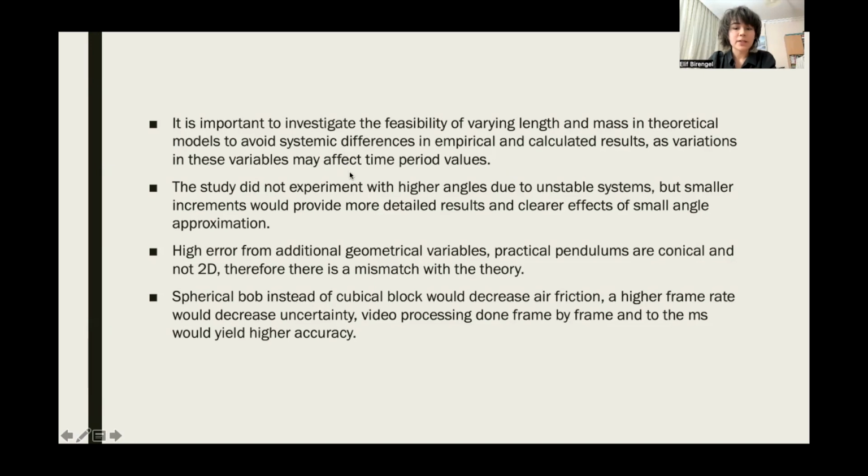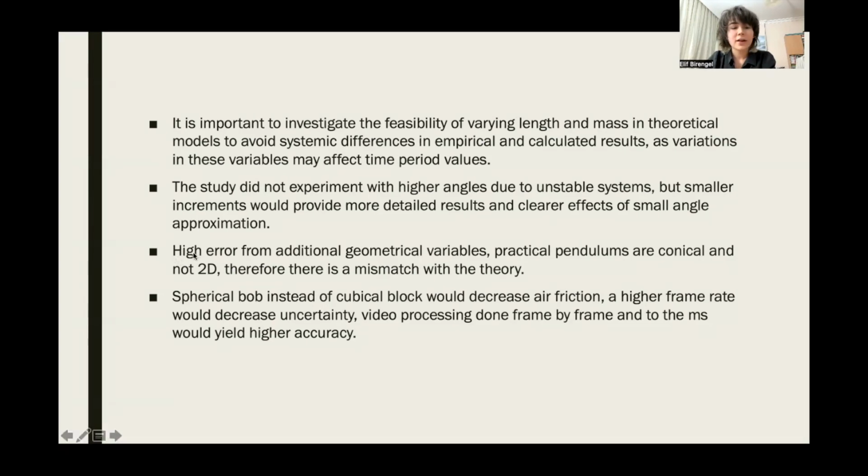And I should have used many more measurements, so I could have gotten more clear data, but I did not want to experiment with higher angles because of instability. But I could have used smaller increments, such as 2-degree increments instead of 5-degree increments, to have more measured data.